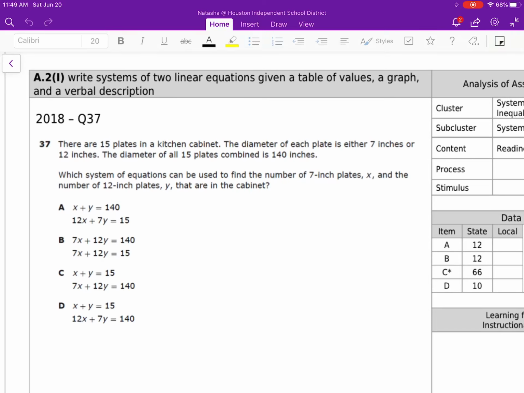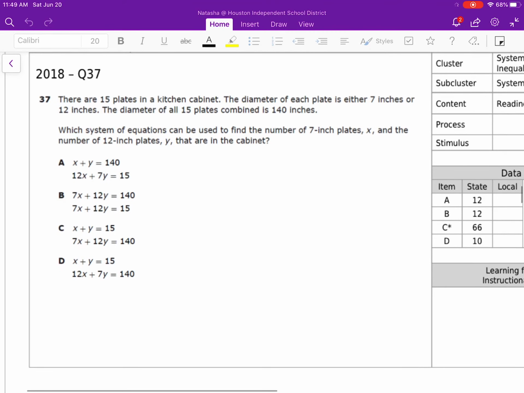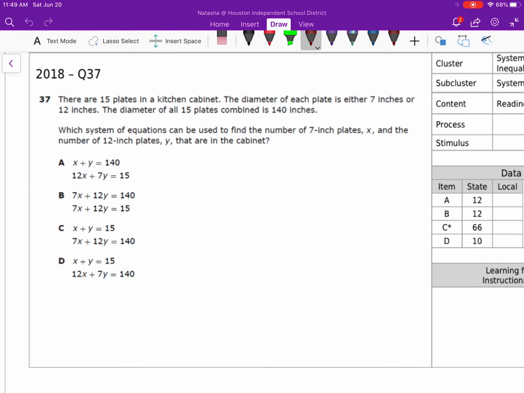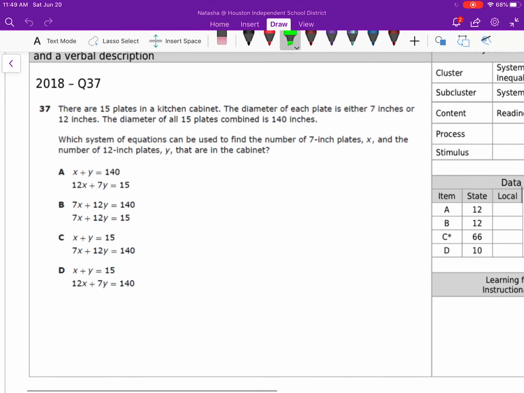So continuing on with writing a system of linear equations, we have two situations where we need to write an equation for both. So our first one, we have 15 plates in a kitchen cabinet. The diameter of each plate is either 7 inches or 12 inches. And the diameter of all 15 plates combined is 140 inches.